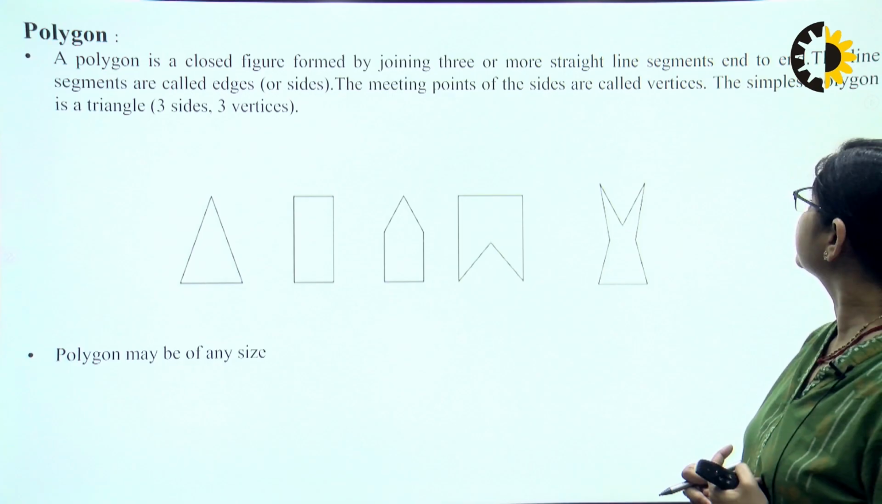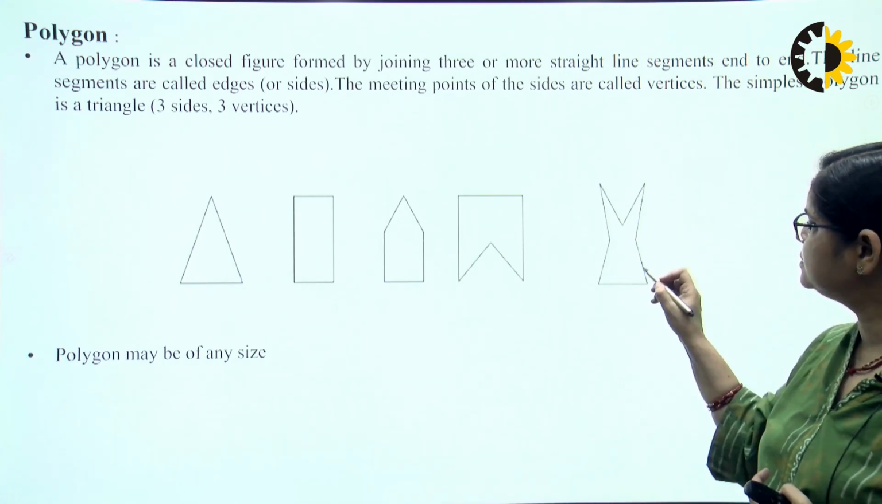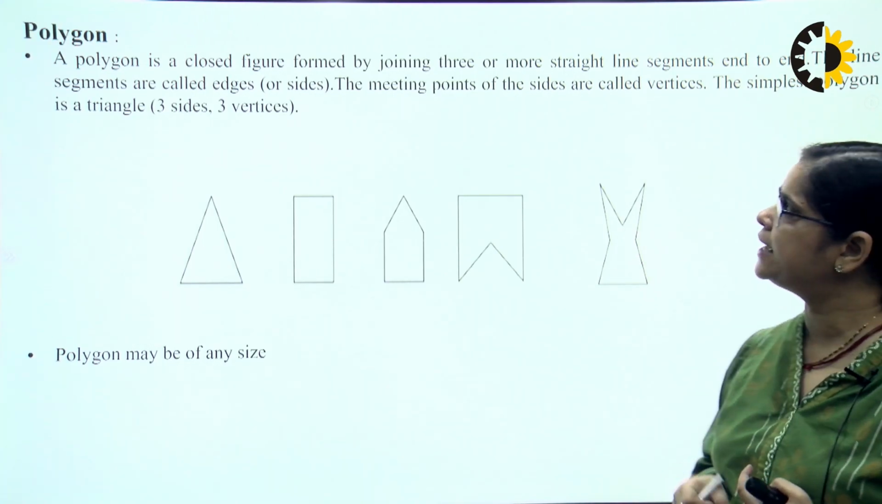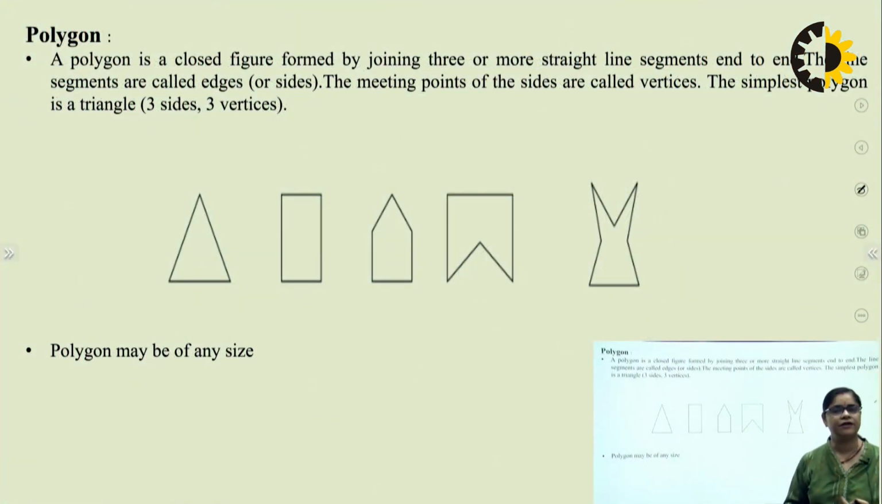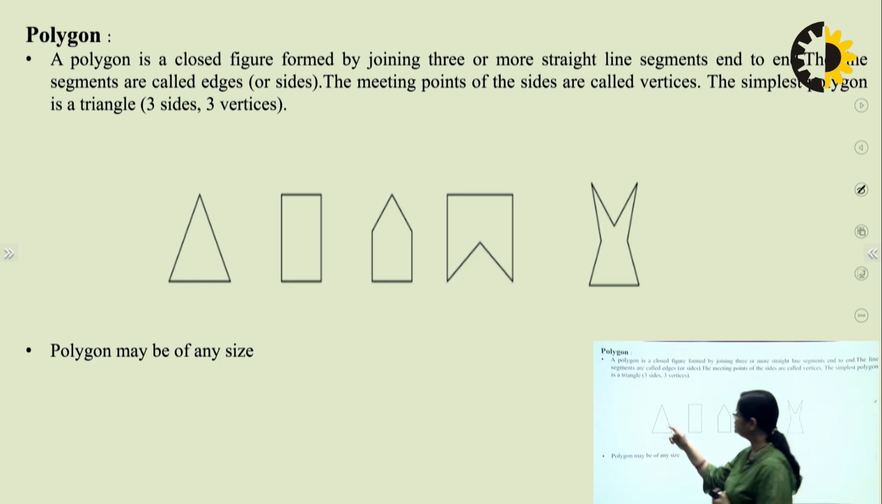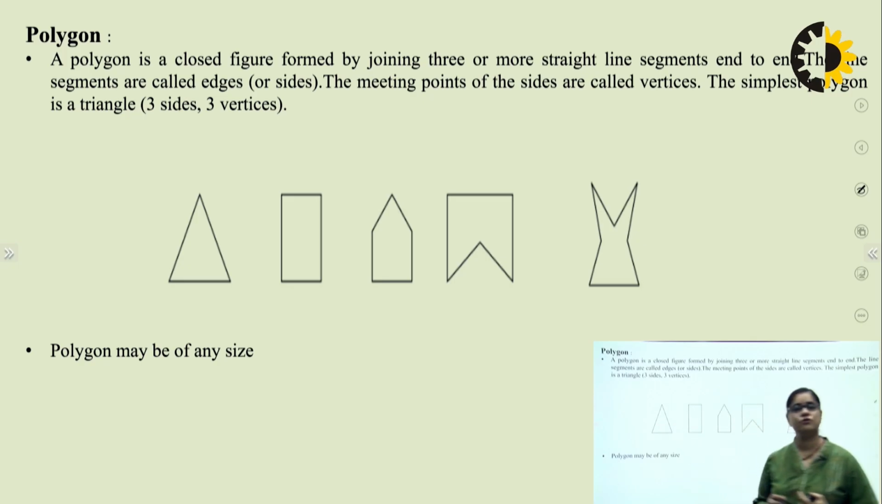If you see the line segments, these line segments are called the edges, and the meeting points where these sides meet are called the vertices. So normally we say that the simplest polygon is a triangle, and the triangle has three sides and three vertices. In short, we can say that a polygon may be of any size, right? So now we have understood what we mean by a polygon.